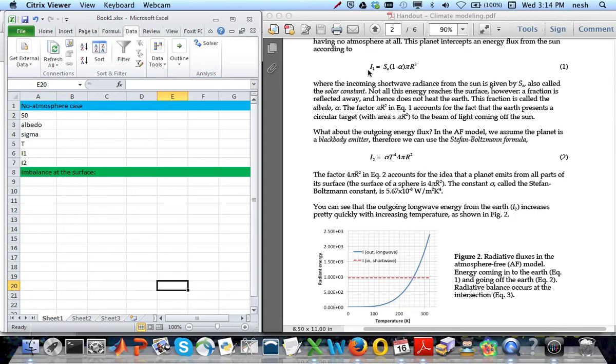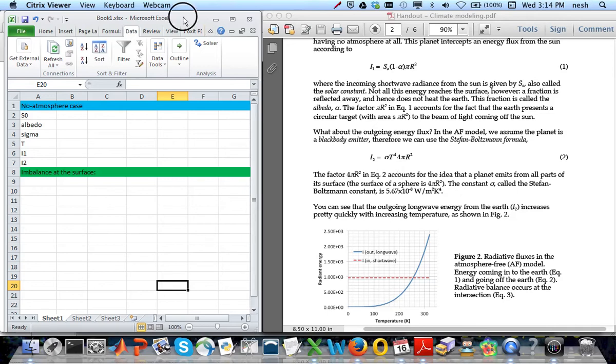Now, therefore, the condition of radiative balance will be that I1 equals I2. And you can see that there's a pi r squared factor common in both of those. So what we're really looking for is where this part here, S naught times 1 minus alpha, is equal to sigma T to the fourth times 4.